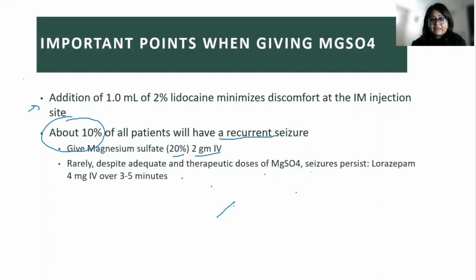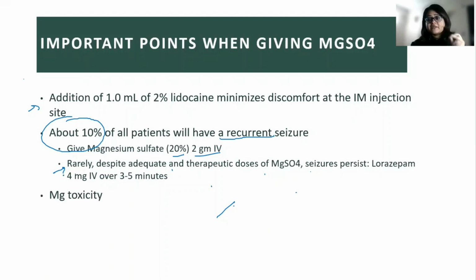Okay, now rarely, despite adequate and therapeutic doses of magnesium sulfate, seizures can still persist. What do you do then? You give lorazepam 4 gram intravenous over 3 to 5 minutes. Also importantly, involve a critical care specialist in this scenario. So if your magnesium sulfate is not working, give lorazepam 4 gram IV, but also involve a critical care specialist who will help you manage the patient better.